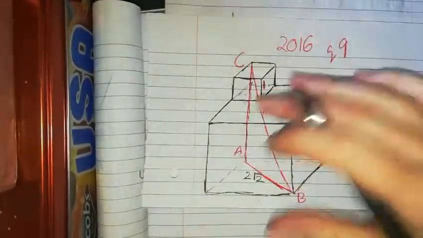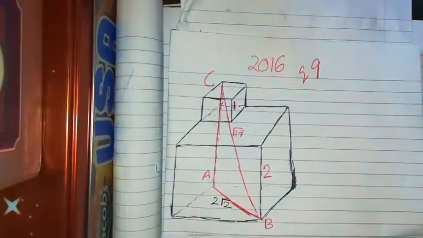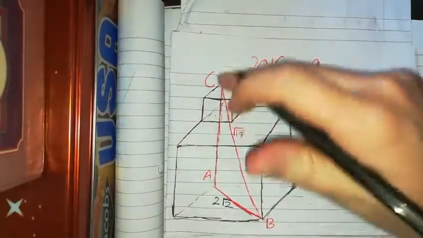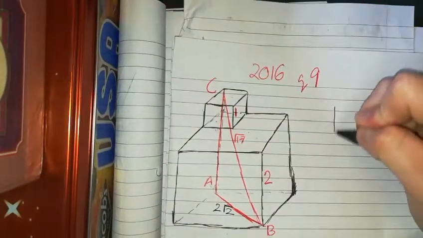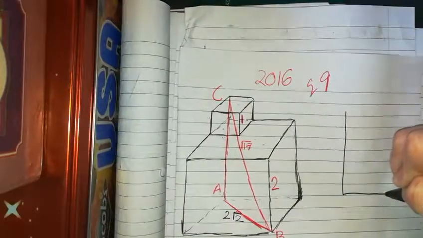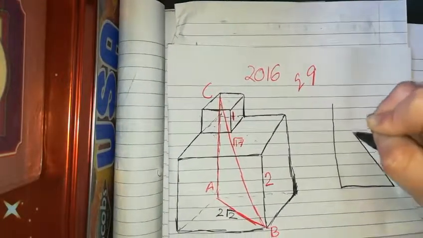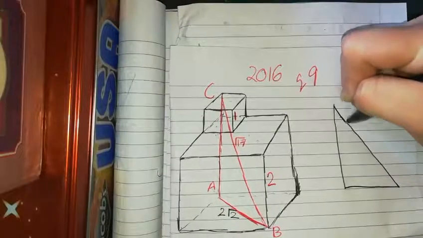Sometimes in this situation I think it can be very helpful to draw what we have, what we know. We know that this is in fact a right angle triangle because the bottom is a square. So this is in fact a right angle triangle.